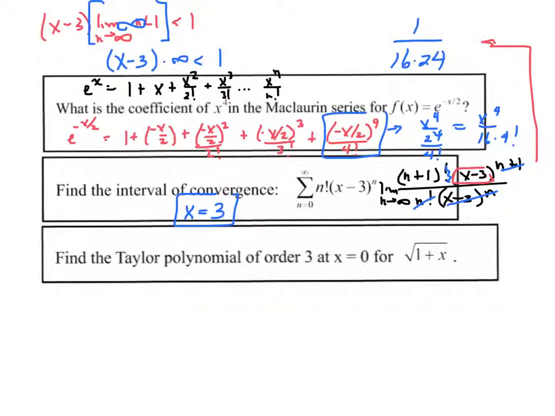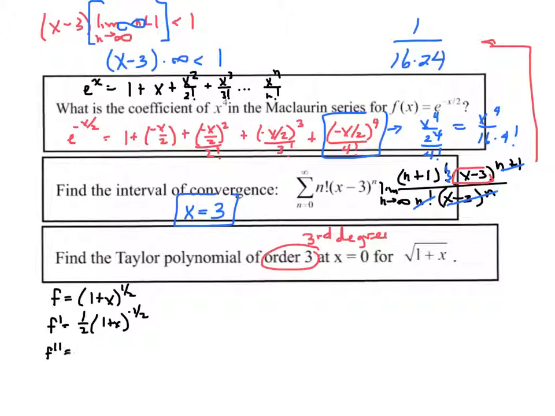Okay, finally, find the Taylor polynomial of order 3. So order 3 means third degree. Okay, so I'm going to need to have 3 derivatives. So let's start. The function is 1 plus x to the 1/2. So f prime would be 1/2, 1 plus x to the negative 1/2. Second derivative would be negative 1/4, 1 plus x to the negative 3/2. And the third derivative would be 3/8, 1 plus x to the negative 5/2.